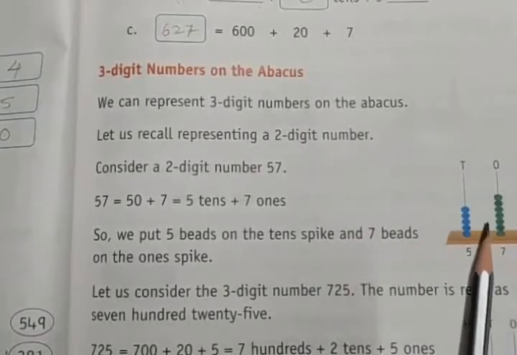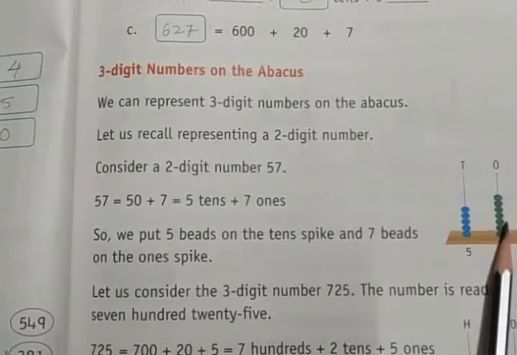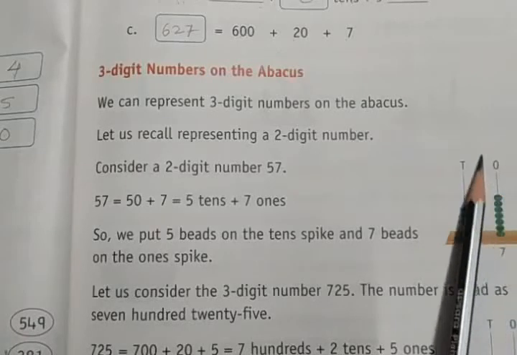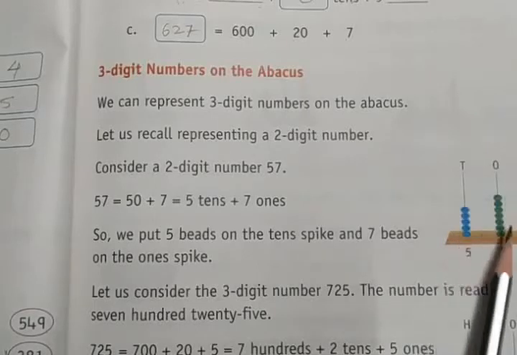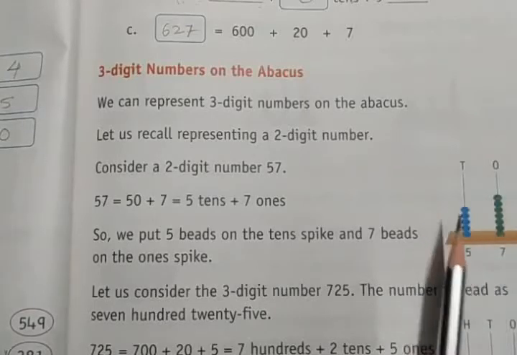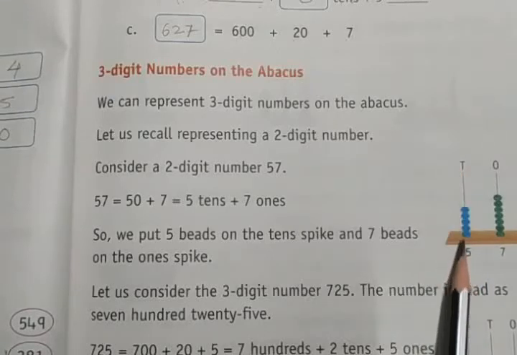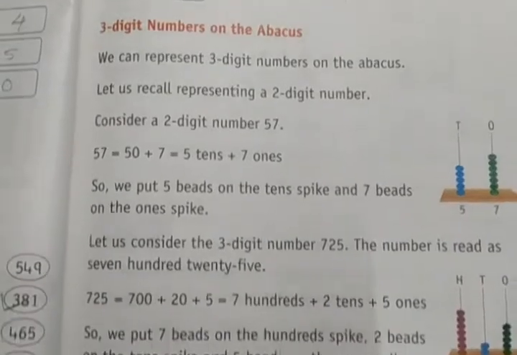This is a 2-digit number. On the first spike we have placed the number of beads, 7. So 7 beads we have to put on the ones place. From right to left, this is the tens place. Here the number is 5, so we have placed 5 beads on the spike. So in 2-digit numbers we did this. Similarly we have to write 3-digit numbers.